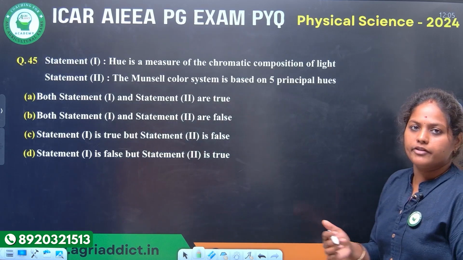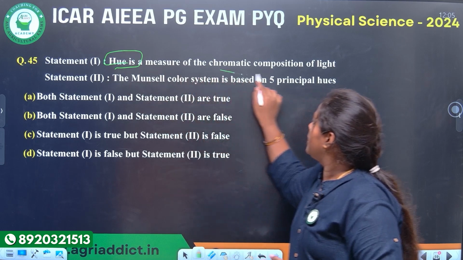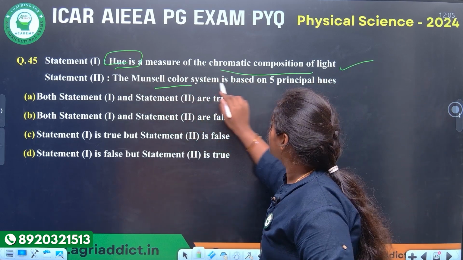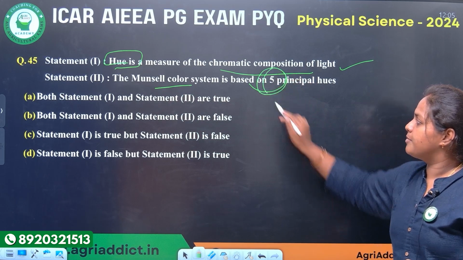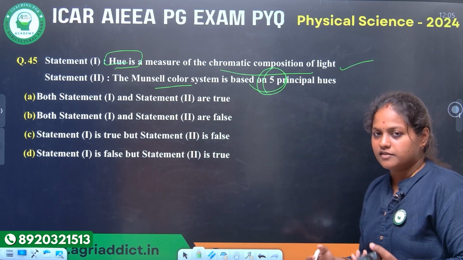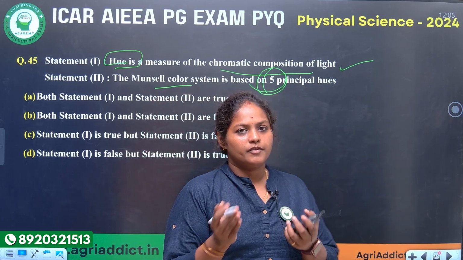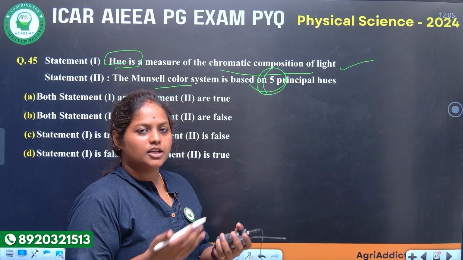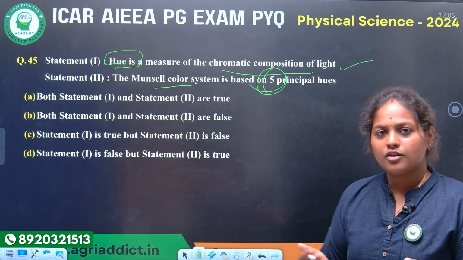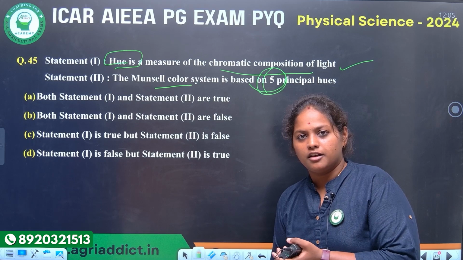Question number 45. Statement 1. Hue is a measure of chromatic composition of light. True. Statement 2. Munsell color system is based on 5 principal hues. Whenever a student is reading the soil color, they will read that soil color is determined using Munsell color chart. What are the components in the Munsell color chart? If you go beyond that, you might read what is the range, 0 to 10 or 0 to 9 or 0 to 8. Right.